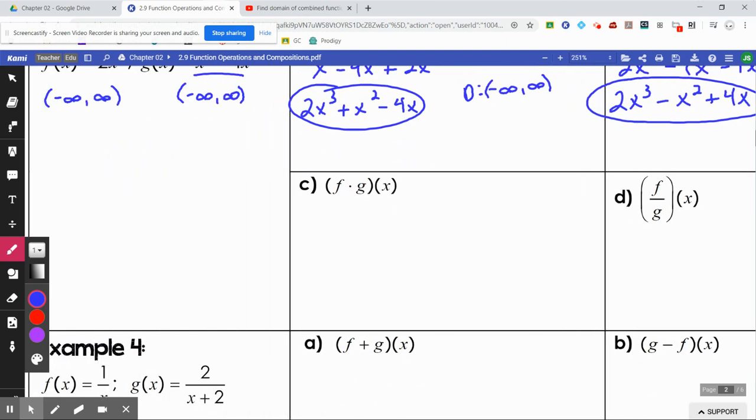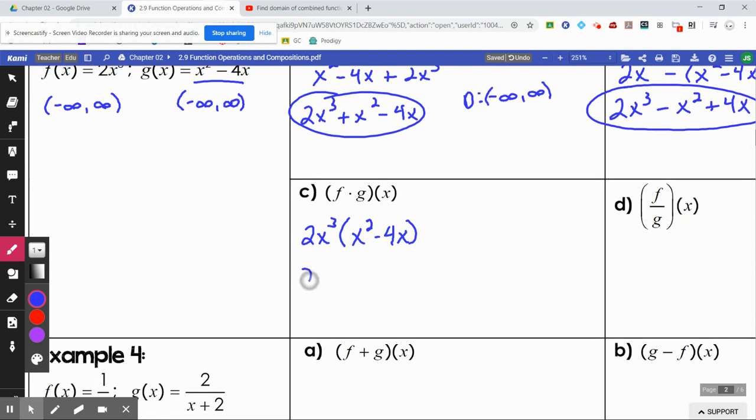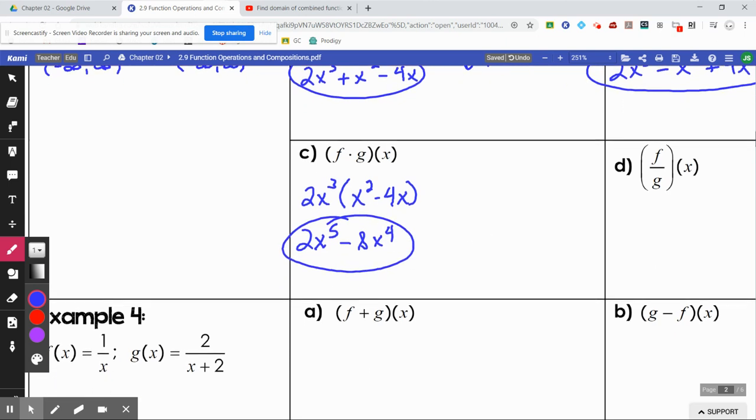Part C, f times g. Again, f is 2x to the third times g is x squared minus 4x. I'm going to distribute that. That'd be 2x to the fifth minus 8x to the fourth. That's the product. And my domain, same thing.